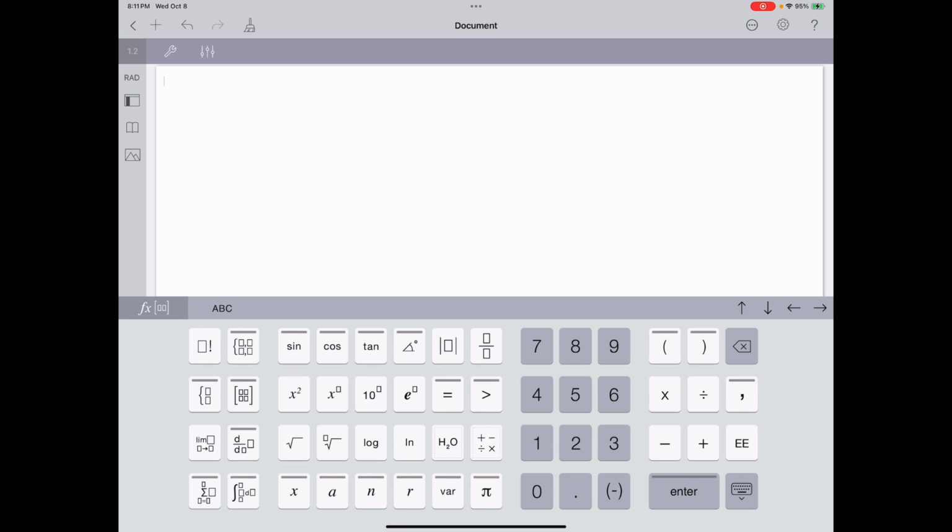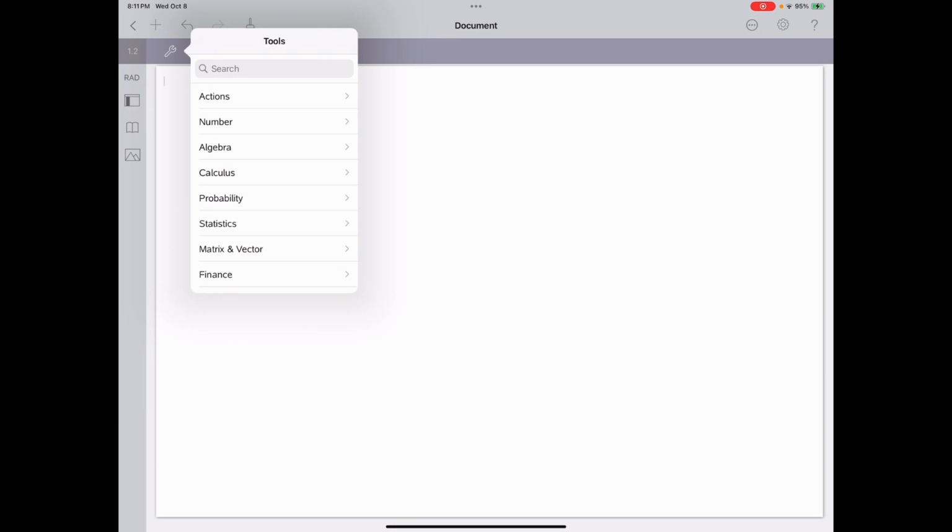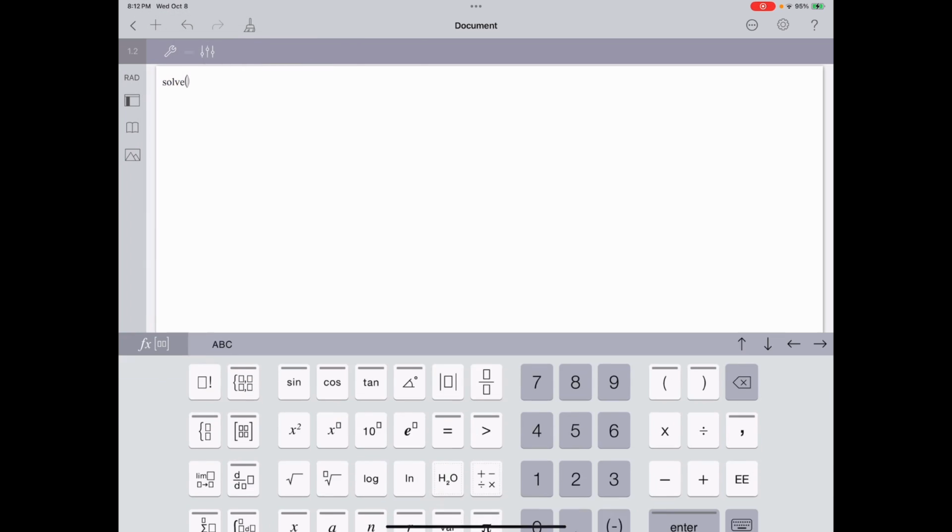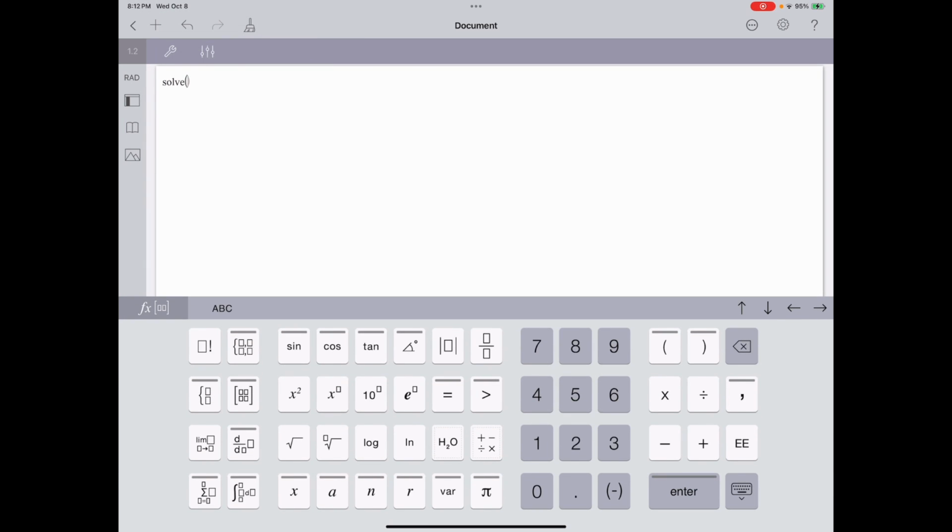So we're going to go up to the little wrench tool, and we're going to choose Algebra and Solve. And we're going to solve the equality of the two functions. So that is 1 equals 2 minus x squared with respect to x. And we'll see that we got the same thing we got before, x equals -1 or x equals 1.